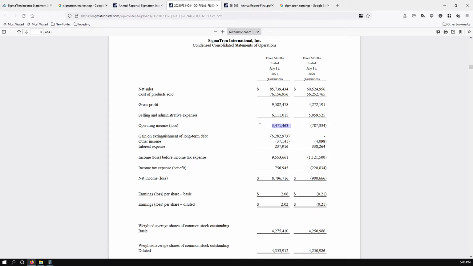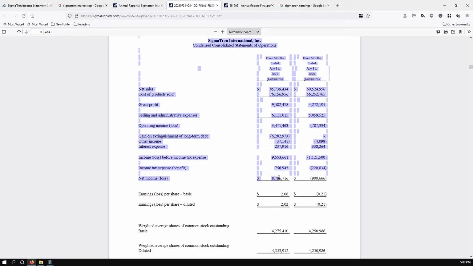operating income. And then there's this gain on extinguishment of long-term debt. I'm not really too sure what that means, but I'm seeing that their income here before the income tax expense has jumped from this $3 million number to this $9 million number. It looks like this difference, this $6.3 million, was more or less added to the $3.4 million number we see up here.